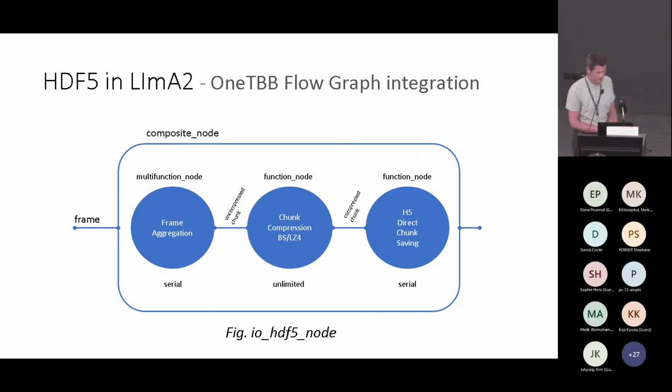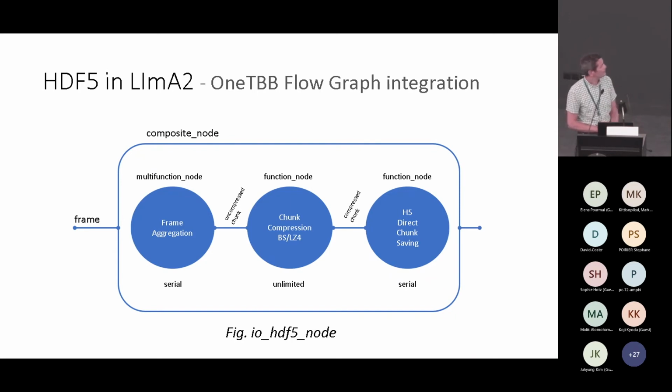We have integrated HDF5 in oneTBB. More specifically, we are using the flow graph part of oneTBB. That flow graph lets you express parallelism through graphs where basically nodes are chained. When a node receives a message, a new task is spawned and it executes the body of the node.